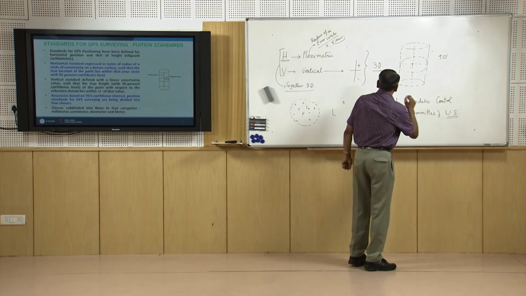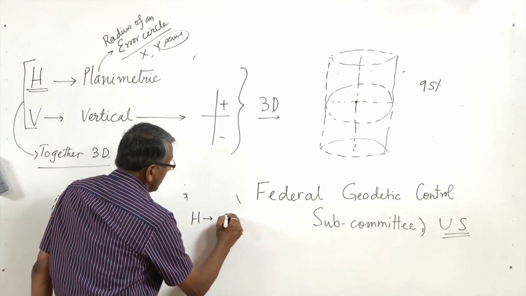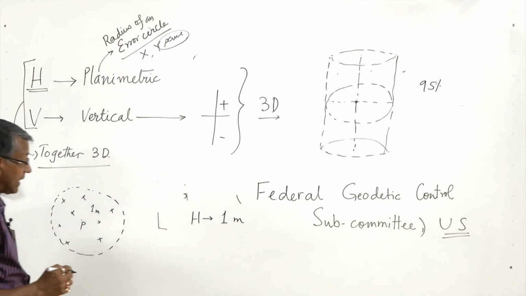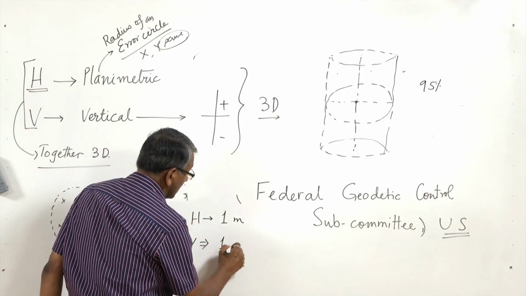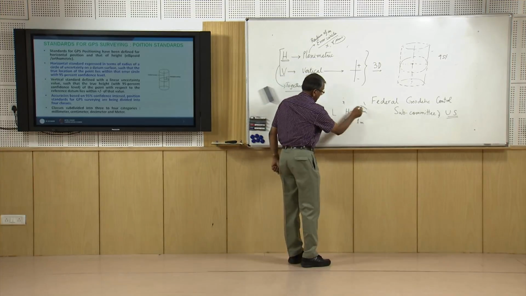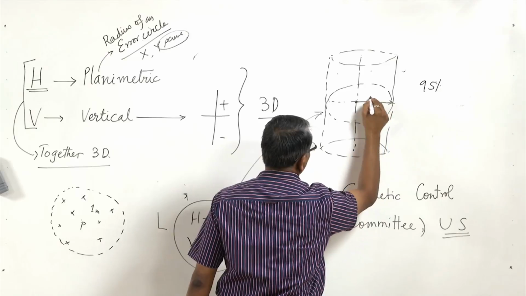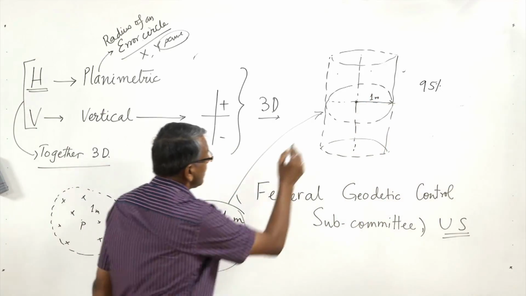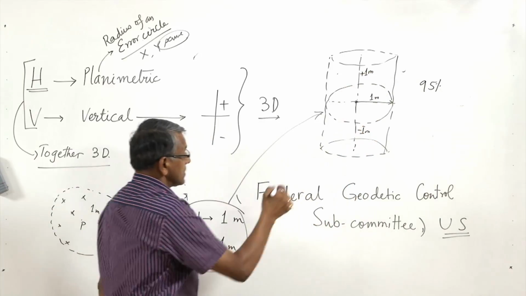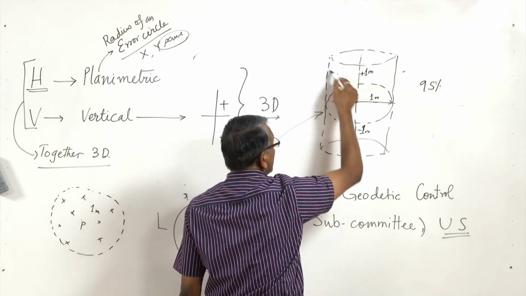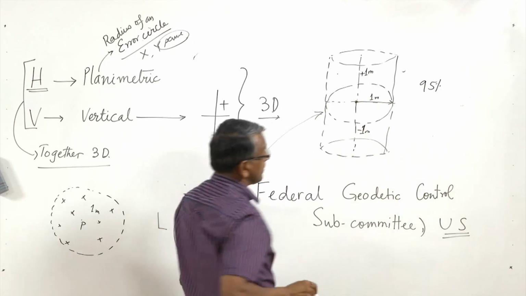For example, for our project suppose we are looking for 1 meter planimetric accuracy, and vertical accuracy also of 1 meter. In these cases we will have a cylinder with a radius of 1 meter, extending 1 meter above and 1 meter below this line. So we will have a cylinder with a height of 2 meters and a radius of 1 meter.